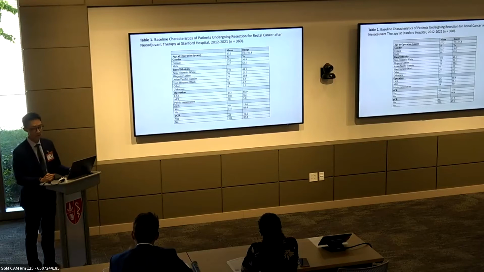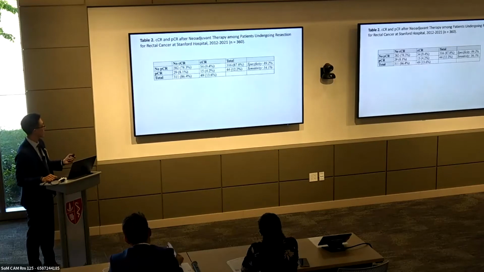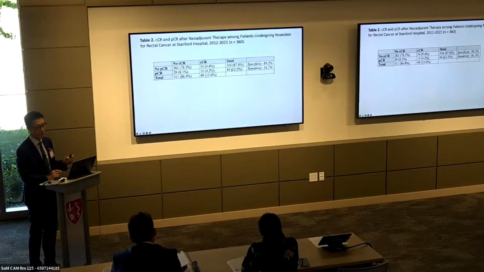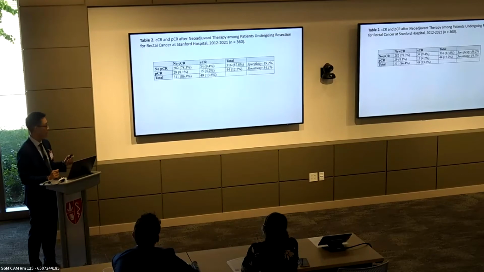So how well did those correlate? Well, this slide shows the results of our primary study analysis. So of the 44 patients who had a pathologic complete response, only 15% had a clinical complete response on their restaging imaging, meaning the sensitivity in our cohort of CCR was only 34.1%.